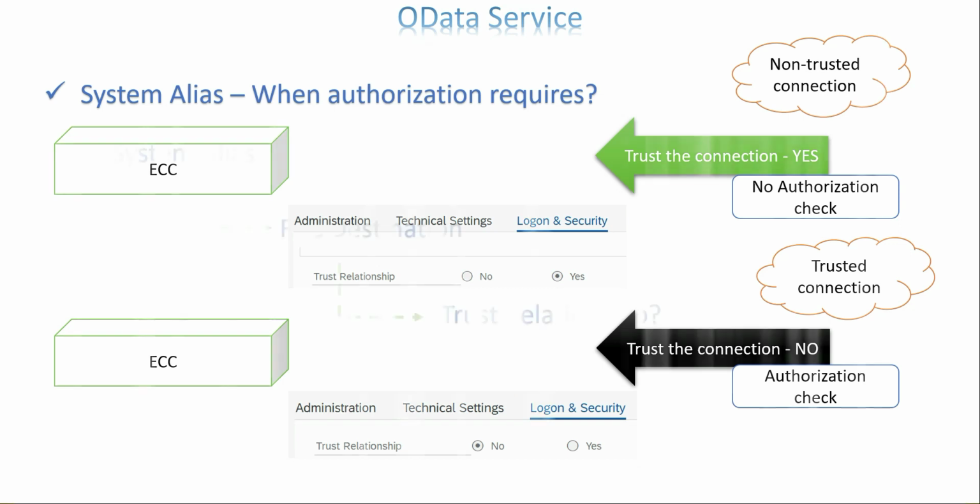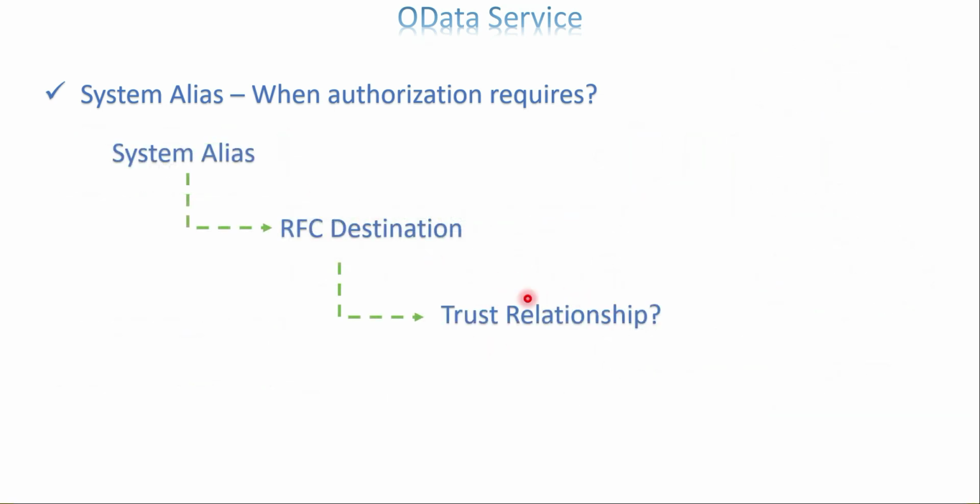So this is the way it's designed from the system alias, and you have the RFC destination in SM59, and in that there is an option called trust relationship. You have to say yes or no. This is normally a security person's job. It's not yours, but as a developer, if you get a message saying the user doesn't have authorization, then you have to check what type of connection you created for your OData services. If it is trusted, make sure all the security pieces are in your system, then only you are able to use the trust relationship. What the security pieces are, we'll see in the further slides.